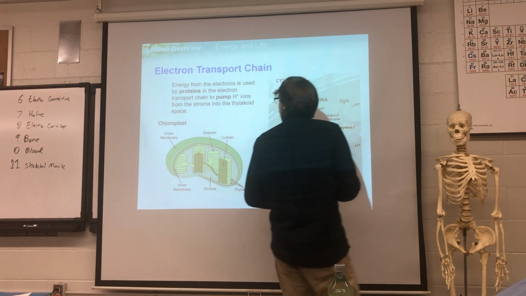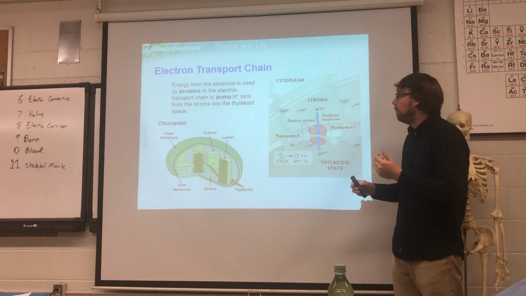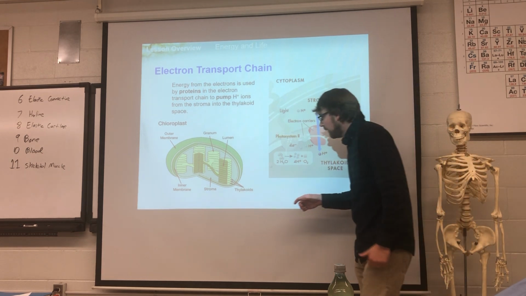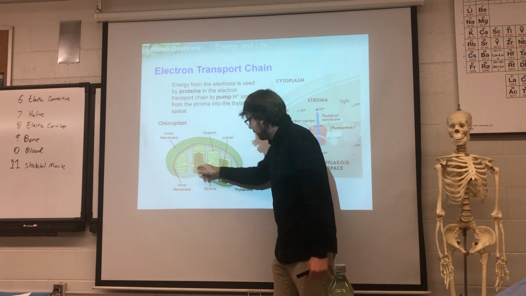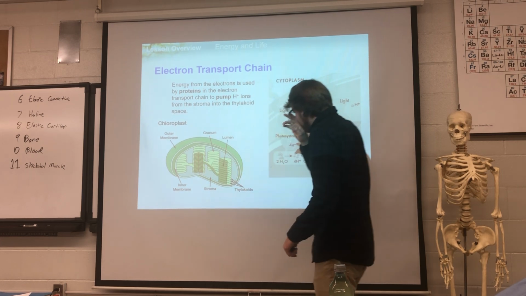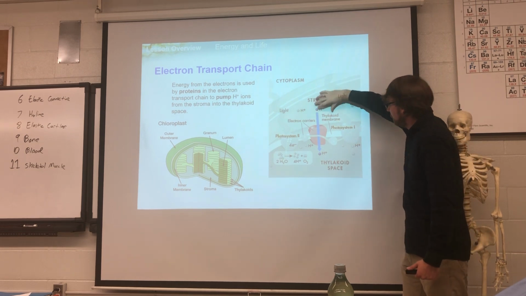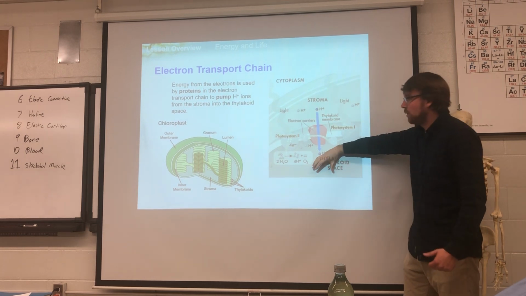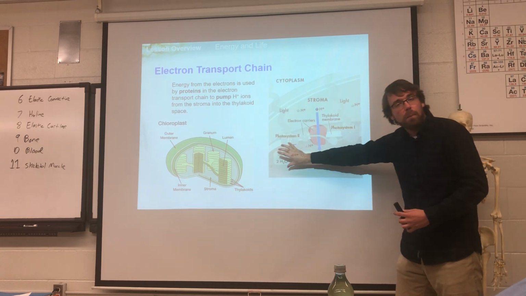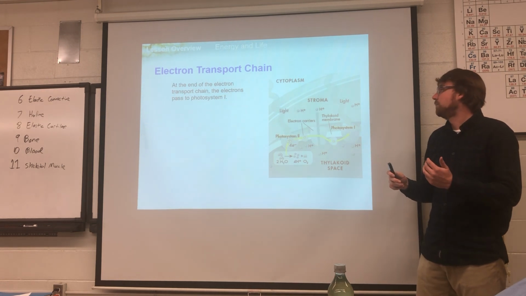Energy from the electrons is used by proteins in the electron transport chain to pump hydrogen ions from the stroma into the thylakoid. So again, the stroma is the fluid portion. The thylakoid is everything that's going on inside of these stacks. There are pumps that pump hydrogen ions from the stroma into the thylakoid space. So this thylakoid space is going to have a whole bunch of hydrogen ions in it, so it's going to be charged.